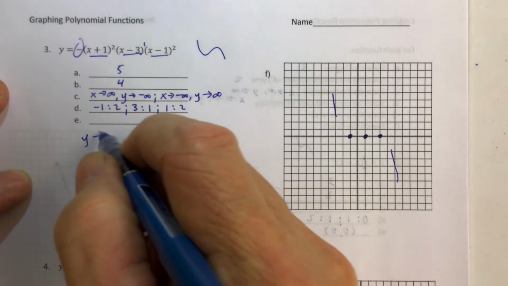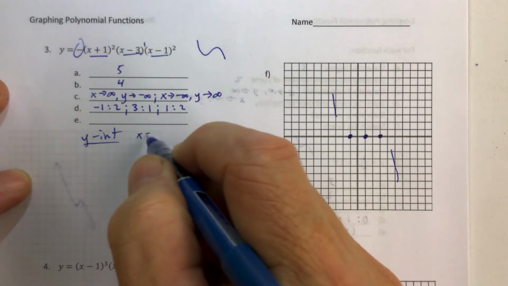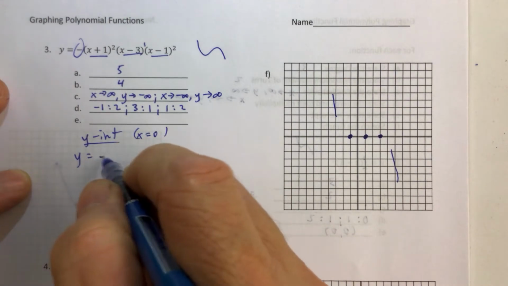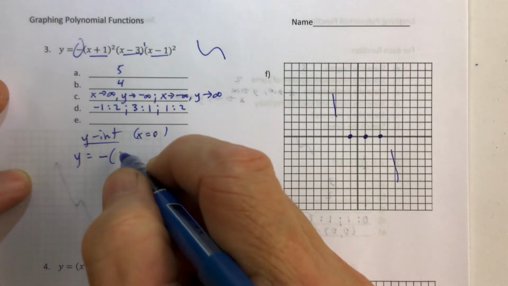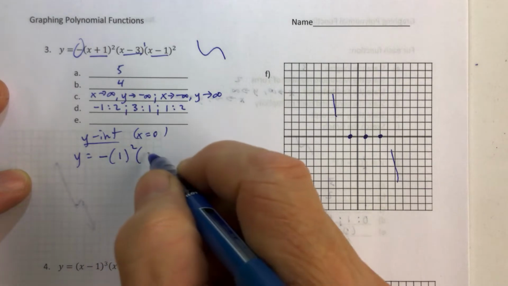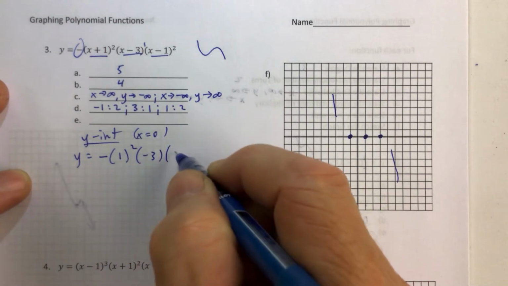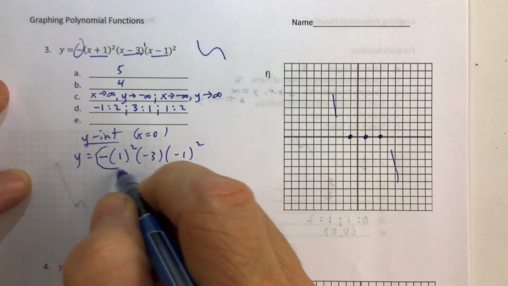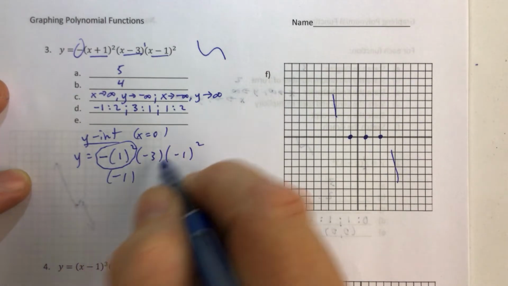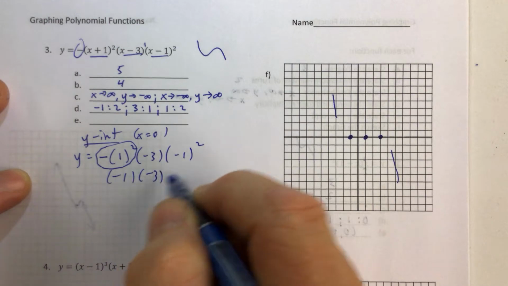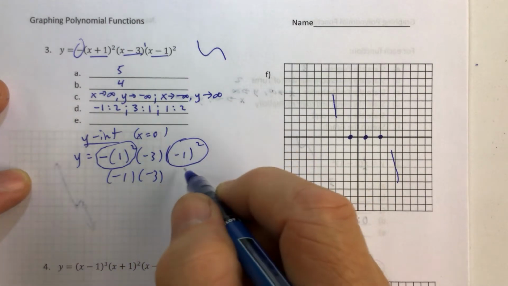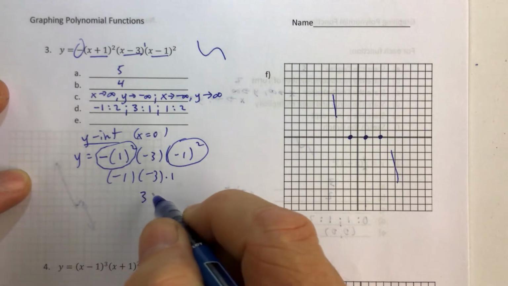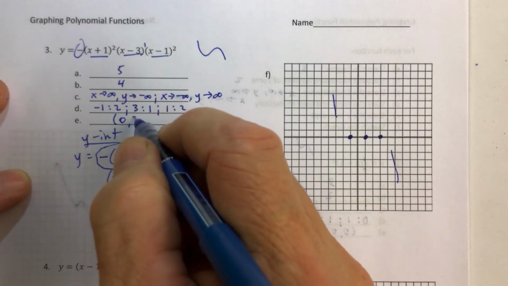So the y-intercept, we get that by letting x equal 0. And so we get y equals the opposite of 0 plus 1 squared, 0 minus 3 is negative 3, and 0 minus 1 is negative 1 squared. This guy right here, negative 1 squared is 1. So negative 1 times negative 3 is positive 3. So the y-intercept is 0, 3.